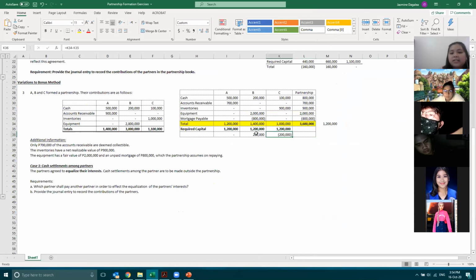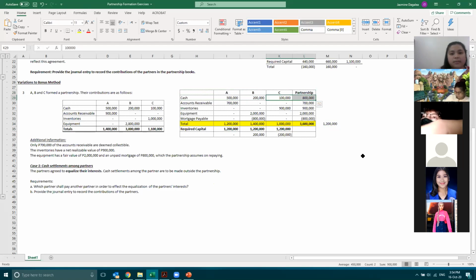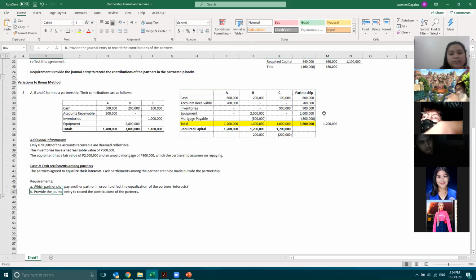So, babayaran niya si B ng 200,000. Yan. So, ganito yung solution nyo for number 3. Nagets na? Clear ba yung problem? Yes, ma'am. So, ano yung journal entry?